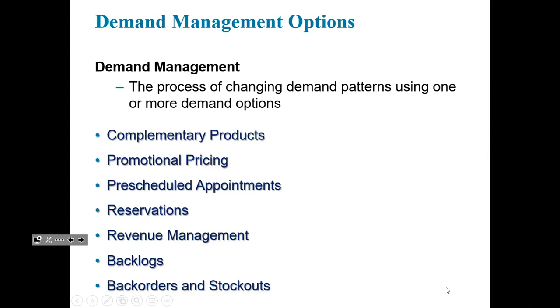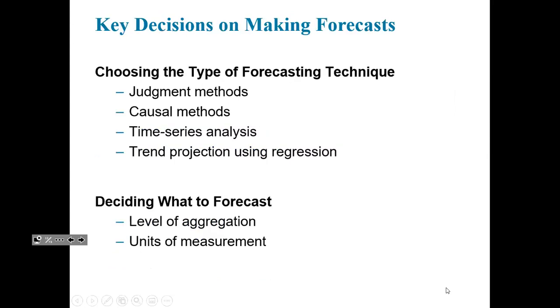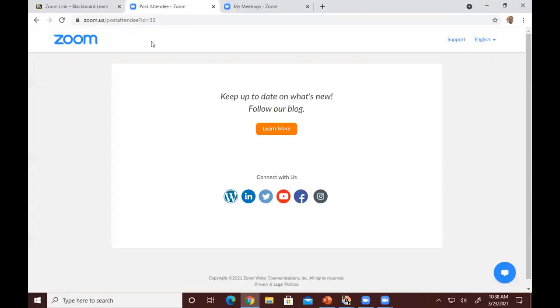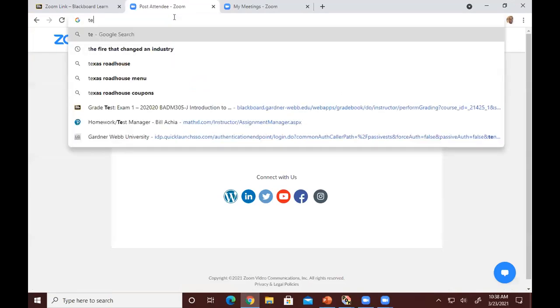Okay. So how do we actually go about forecasting itself? Forecasting depends on what it is that you're forecasting. Okay. If I am a company like Tesla, and I think you all remember this.